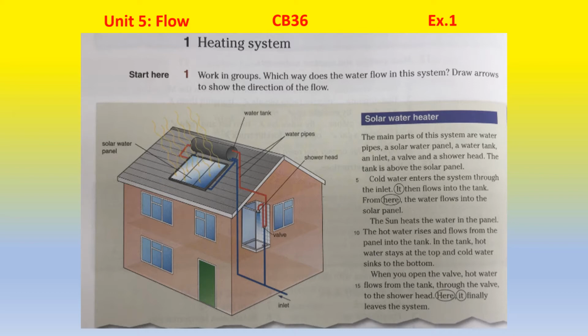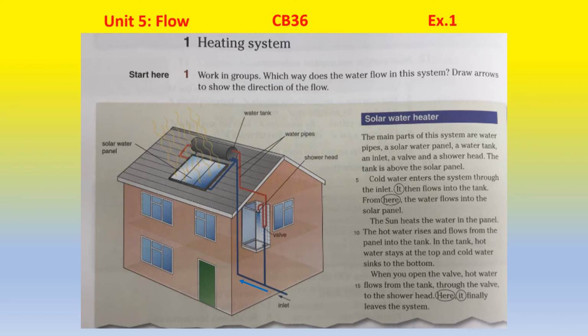And here we have a water tank. And we have two lines. One is red and the other is blue. Why do you think we have two colors? Very good. The red one is for the hot water, the blue one is for the cold water.